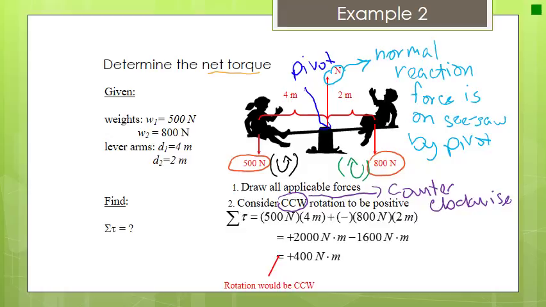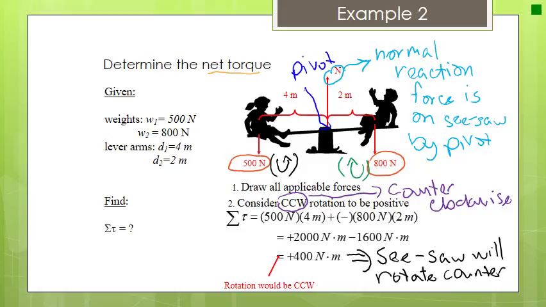This tells you that the seesaw will rotate counterclockwise. Okay, since the net moment or the net torque is positive 400 newton meters counterclockwise, the object will also rotate counterclockwise.